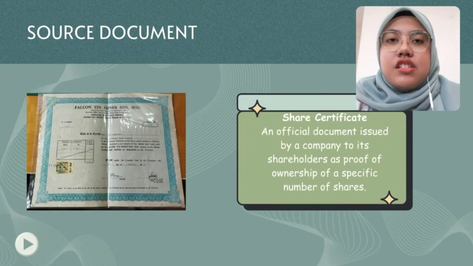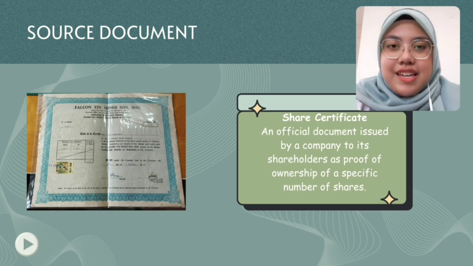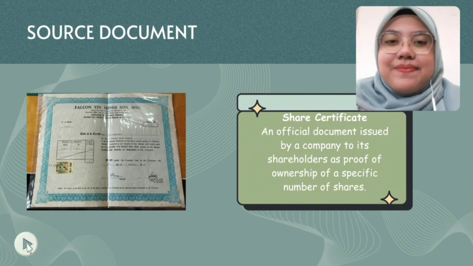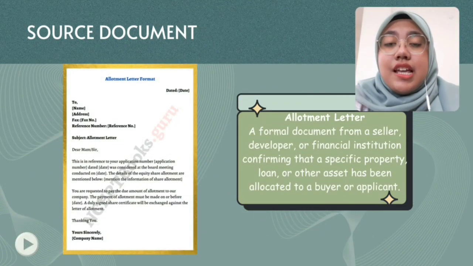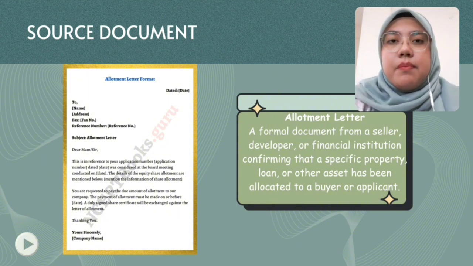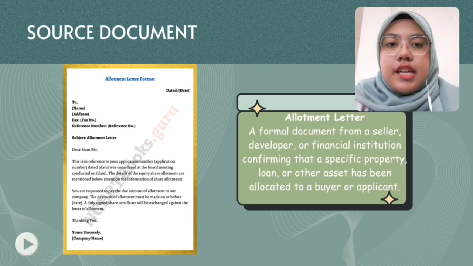Now, let's see the source documents that we use for equity. The first one is share certificate. A share certificate is an official document issued by a company to its shareholder as proof of ownership of a specific number of shares. The second one is allotment letter. An allotment letter is a formal document from a seller, developer, or financial institution confirming that a specific property, loan, or other asset has been allocated to a buyer or applicant.